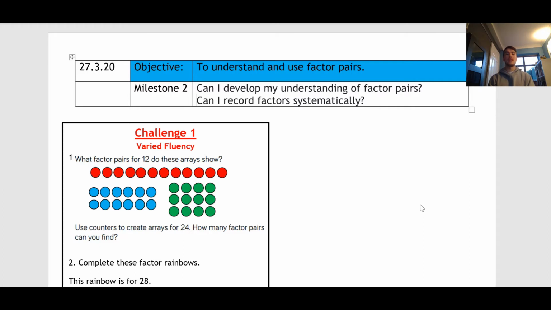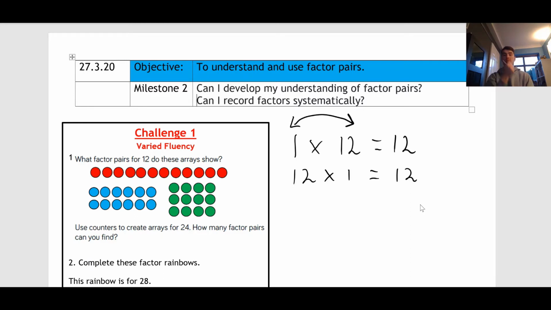Hopefully you can see that there are 12 and there's only one group. If we were to write that as a multiplication, it would be either 1 times 12 equals 12, or 12 times 1 equals 12, depending how you look at the calculation. That means it's commutative. It doesn't matter which order the 1 is in, which order the 12 is in, you will get the same product, which is 12.